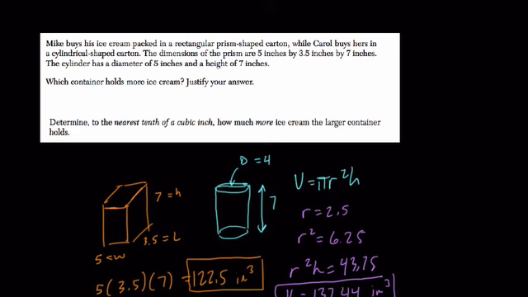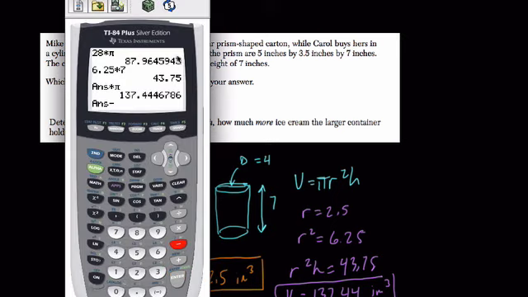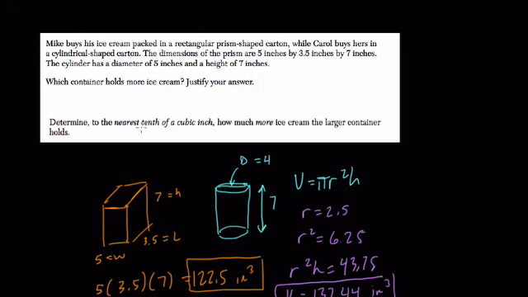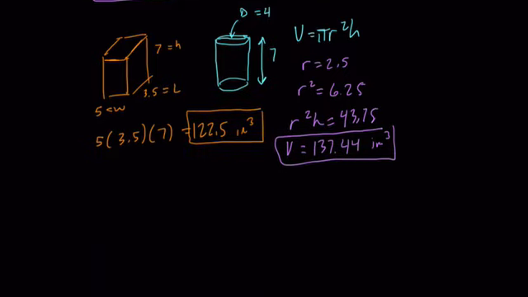And they now want us to say, well, how much more ice cream is that than the rectangular prism holds? So now we just press minus, and then we subtract the 122.5. And they want us to the nearest tenth. So it's 14.94, or therefore 14.9 cubic inches. And that's it. All right, hope that helped.